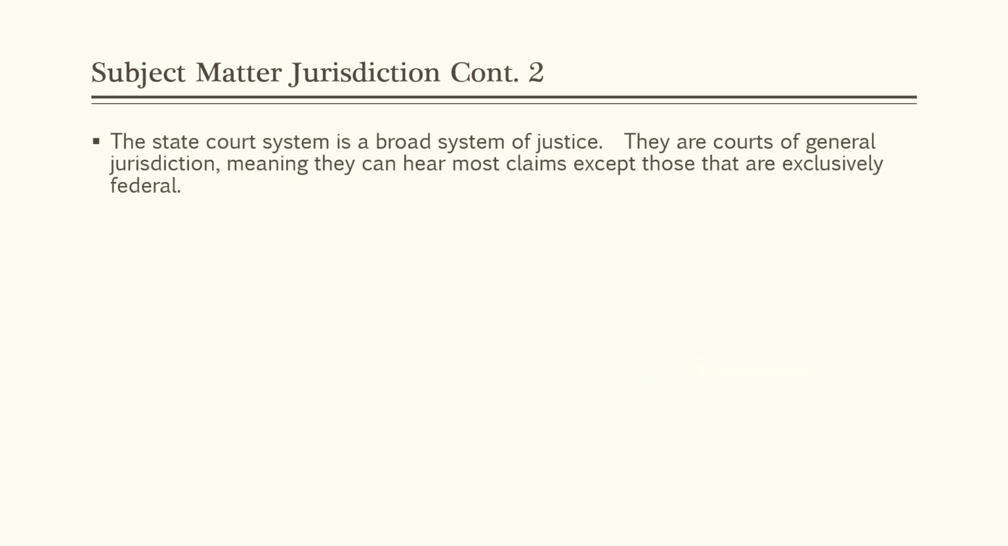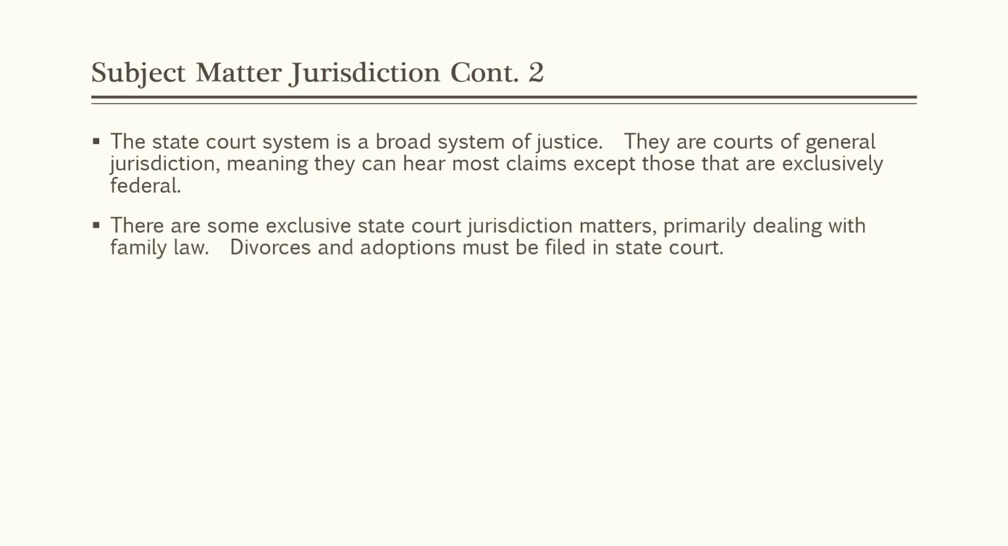The state court system is, of course, a broad system of justice. They're courts of general jurisdiction, as we discussed, meaning they can hear most claims except those that are exclusively federal, the list of which was on the previous slide. However, on the other side of the coin, there are some exclusive state court jurisdiction matters, primarily dealing with family law. For example, divorces and adoptions must be filed in state court. You can't get a divorce or adopt a child in federal court.